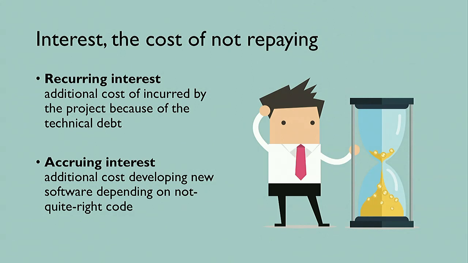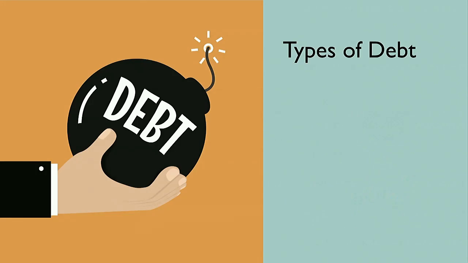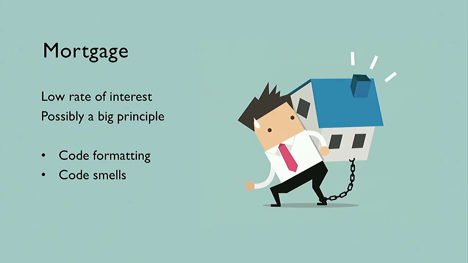So I think we can split technical debt into 3 types of debt. Thinking about the debt that we're used to, so our mortgage debt. This is things like bad code formatting or code smells. There's a low rate of interest on these. They're not causing necessarily cost, and the cost of repairing them or fixing them is not growing as the software project goes on. But there could be a big principal. It could take a lot of work to go through your project if you've got lots of lines of code that are badly formatted.